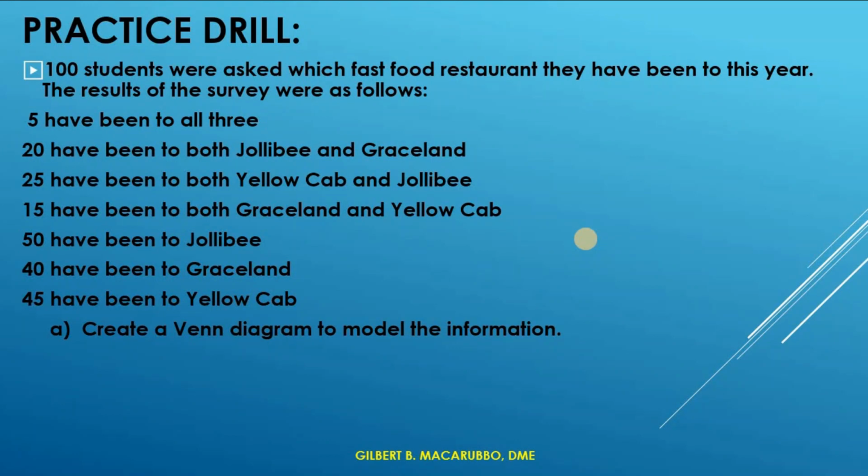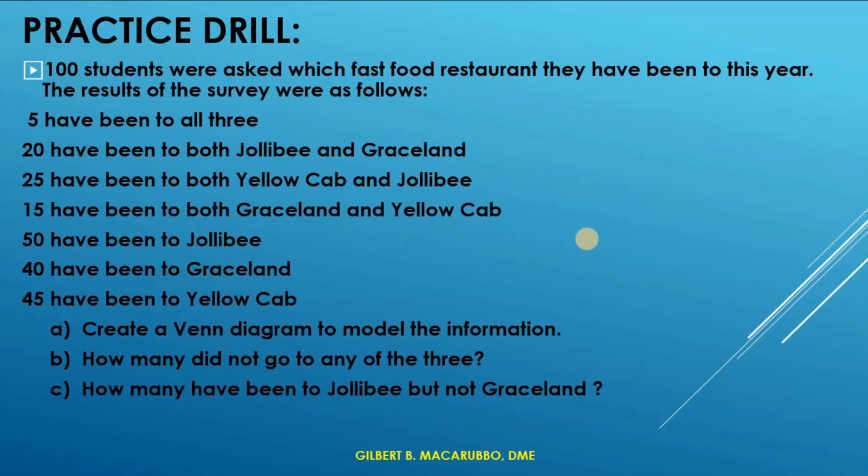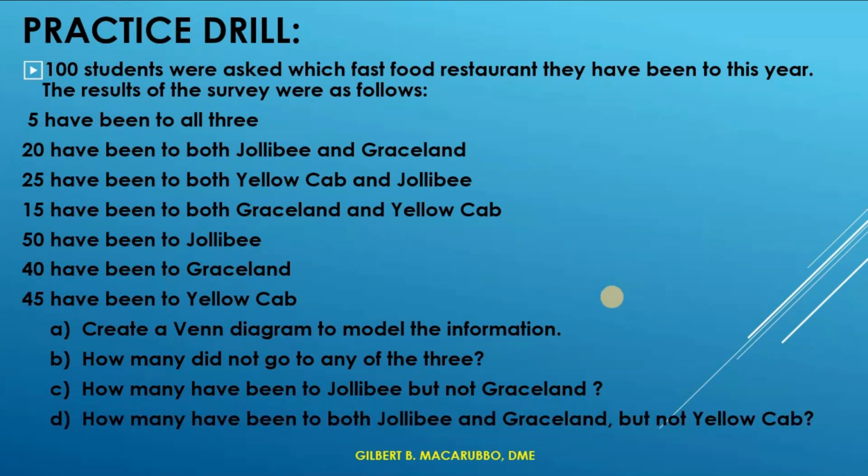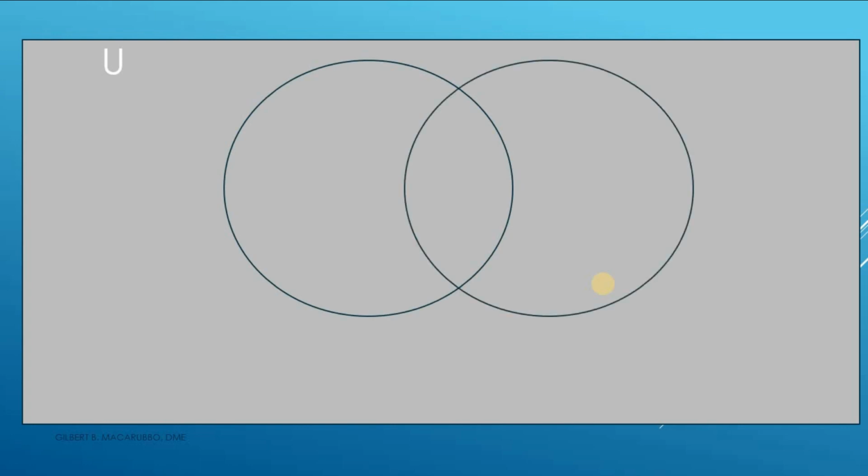Okay, so the problem is to create a Venn diagram to model the information. How many did not go to any of the 3? How many have been to Jollibee but not Graceland? Okay, so let us now have this solution, and we also have the last one. How many have been to both Jollibee and Graceland but not Yellow Cab? So let us express this in a Venn diagram.